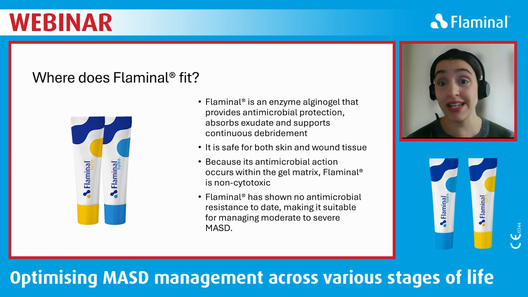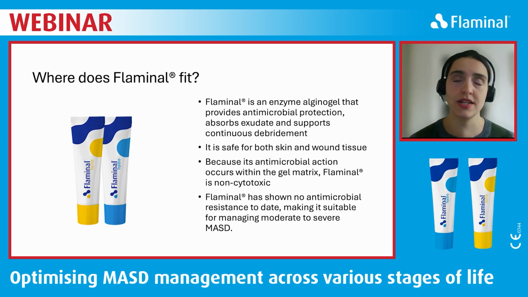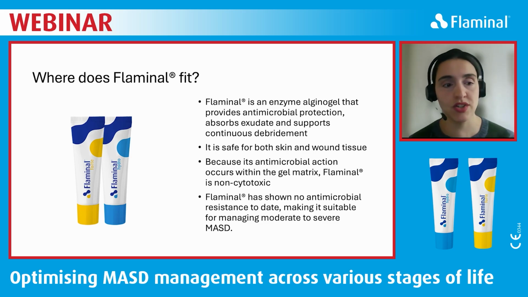And really, what is Flaminol? So it combines alginate, which is a highly absorbent material, with enzymes in a gel matrix, and this unique structure allows it to absorb excess exudates, maintain a moist wound environment, and continuously support autolytic debridement, so helping remove necrotic tissue gently without harming any healthy cells.